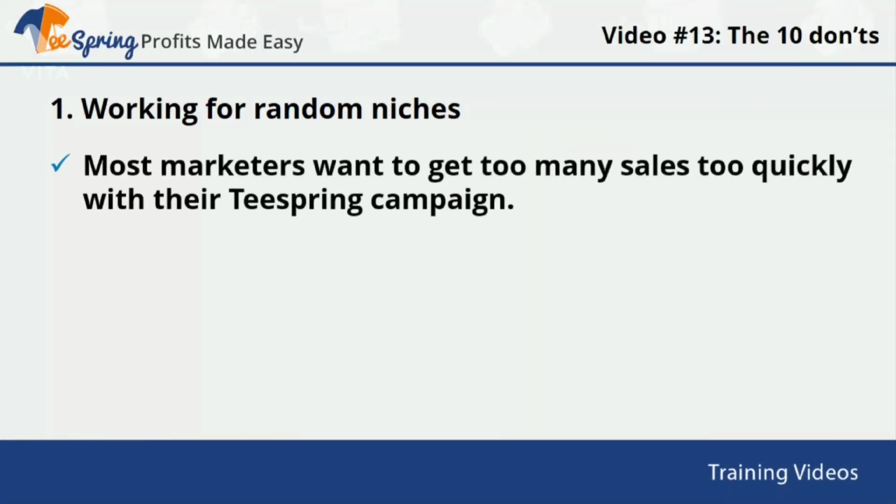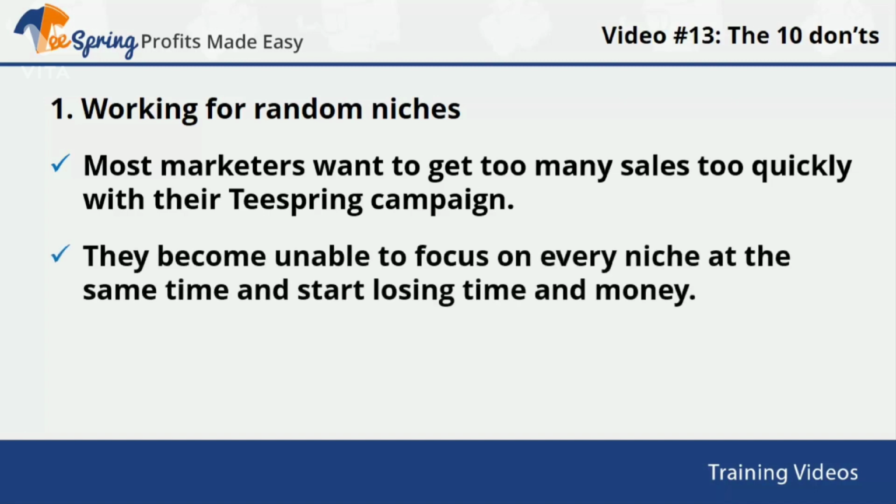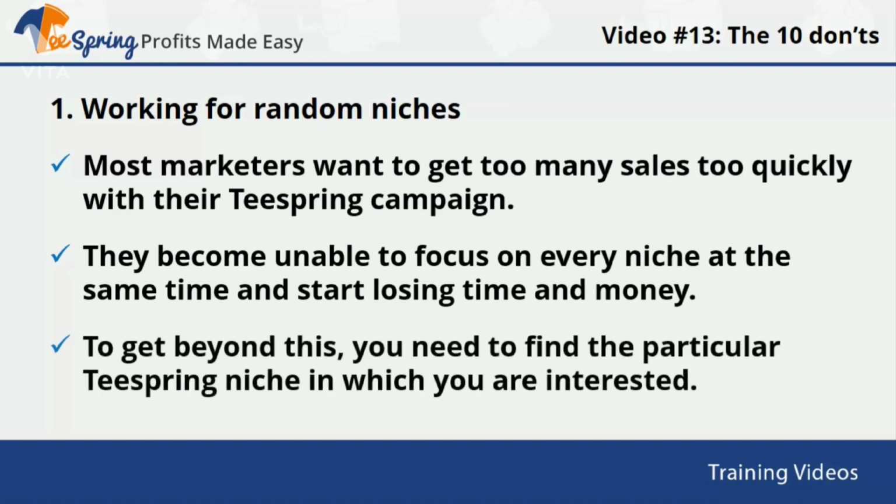Most marketers want to get too many sales too quickly with their Teespring campaign. So they go with multiple Teespring niches and keep doing multiple things at the same time to get maximum profit. They become unable to focus on every niche at the same time and start losing time and money. To get beyond this, you need to find the particular Teespring niche in which you are interested. Dealing in a single niche enables you to be specific and focused with your campaign to get to your desired goals.